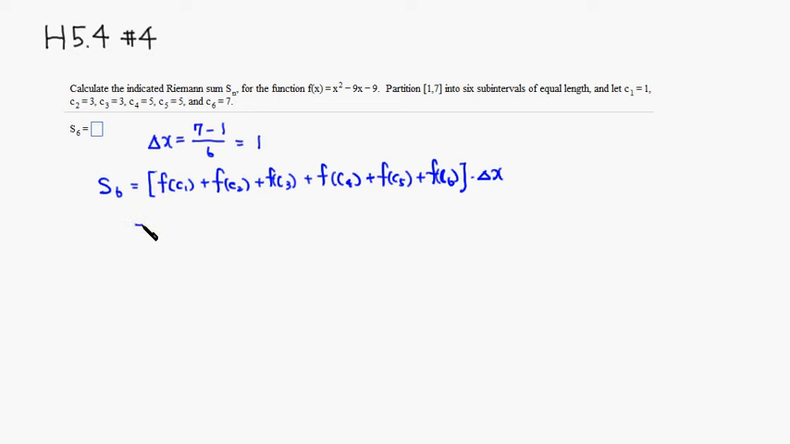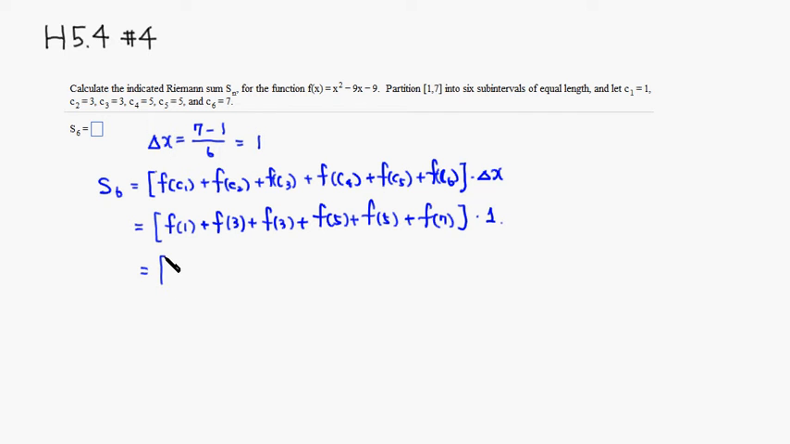So let's compute that. f of c1 is given to be 1, so f of 1, plus c2 is given to be 3. c3 is also 3, so f of 3. c4 is 5, so f of 5. c5 is also 5. And the last one, c6, is 7, so f of 7. And delta x is 1, so I'll just put that 1. So let's compute f of 1.